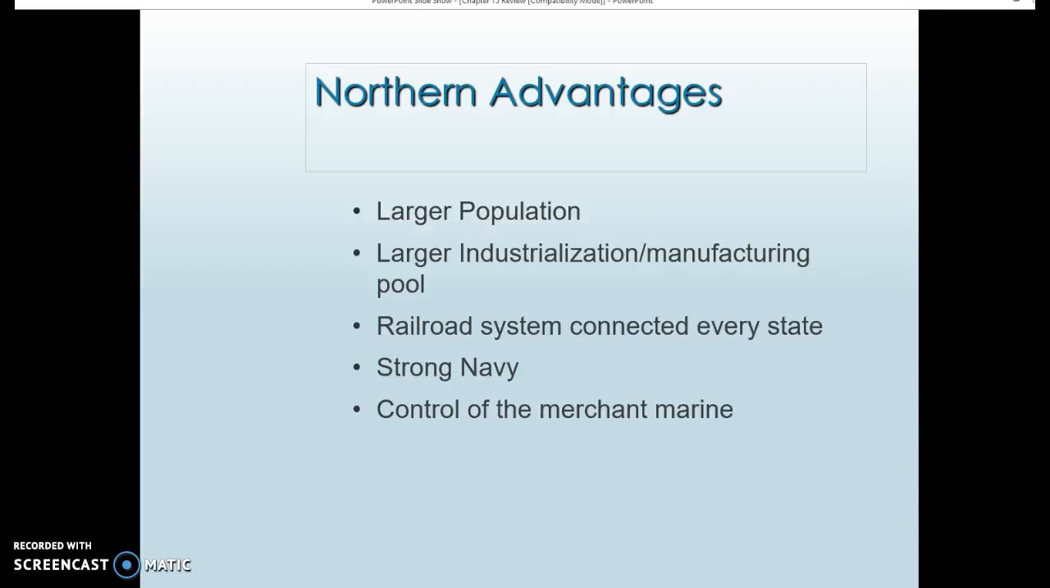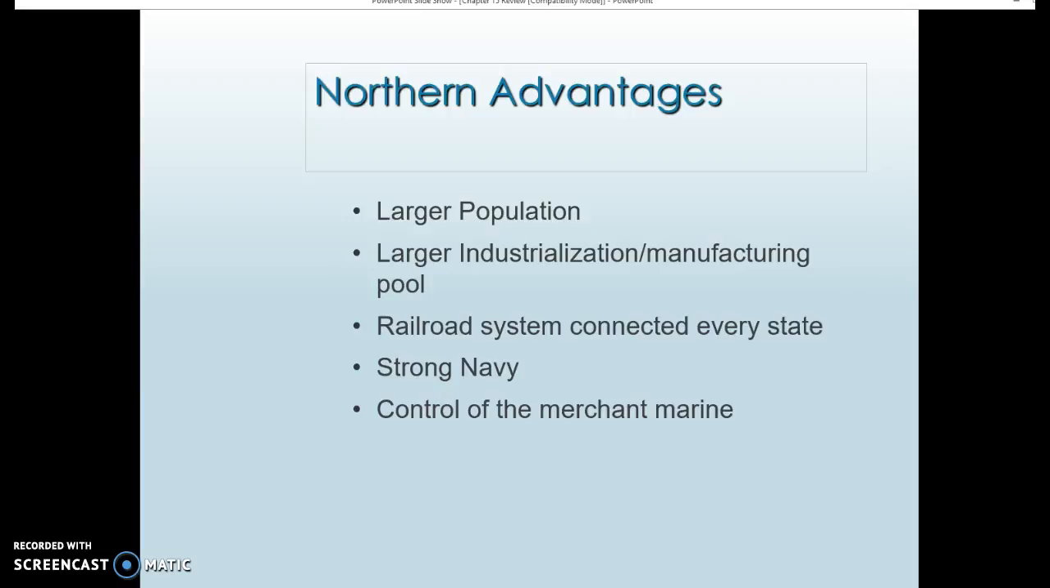So some northern advantages that they had during the Civil War: one, they had a lot more people living in the north, a lot more that would be able to fight. You have to remember, most of the population in the south is going to be African American slaves. So they do have a larger white population. Even African Americans are going to be in the north, and eventually they're going to be fighting. They have a larger industrialization and manufacturing base, so they can supply their own ammunition and clothing. All of the textile factories are in the north. There's not a whole lot of that in the south.